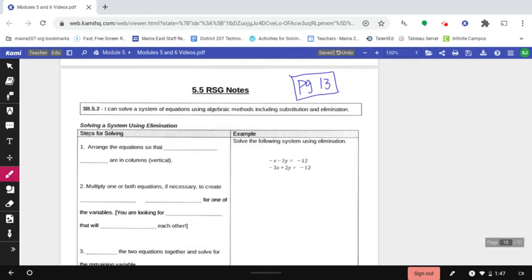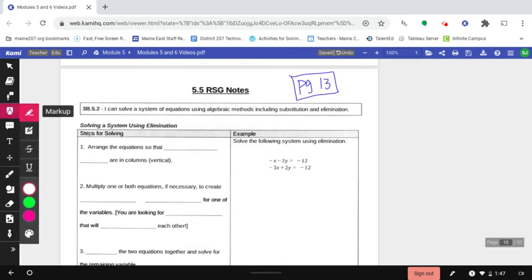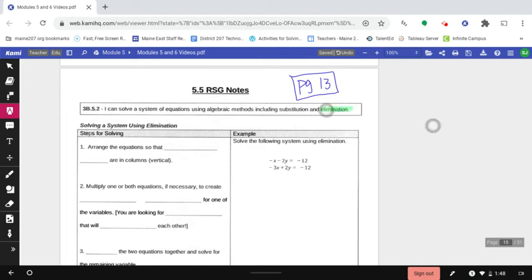We have one learning target for today, which is 3B.5.2, and we've actually already started working with this learning target. It's I can solve a system of equations using algebraic methods, including substitution and elimination. We've already covered substitution, and in fact, you just took a formative assessment on it. So now we are going to start talking about what is elimination and how do we solve systems using elimination.